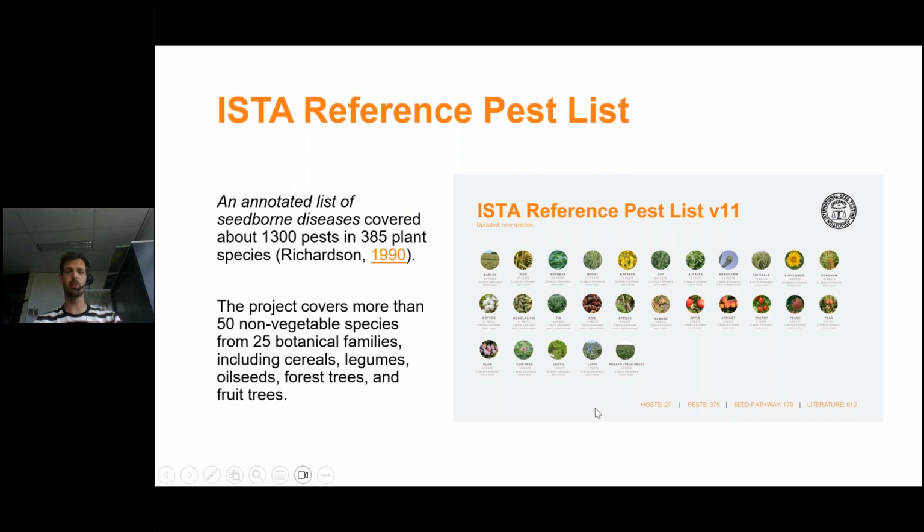This is promoted quite a lot in different meetings, since we think it's very important to have an accurate list on the different pests on seeds of crops.